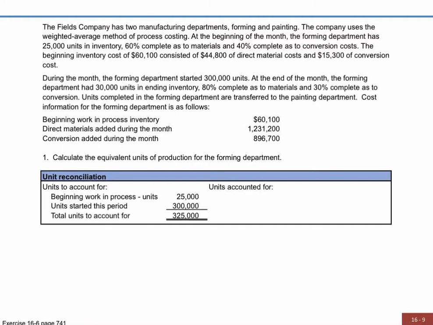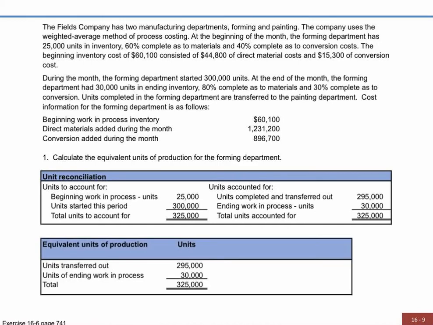So when we look at what happened to those 325,000, we look at how many units were completed and transferred out, and 295,000 is what's listed here. That's actually going to be the amount that we calculate. We are given in the problem 30,000 as our ending work in process units, and that's going to be in the second paragraph. And we know that the total amount that we're tracking is 325,000, so we calculated the units completed and transferred out by subtracting 30,000 from the 325,000 to get us 295,000.